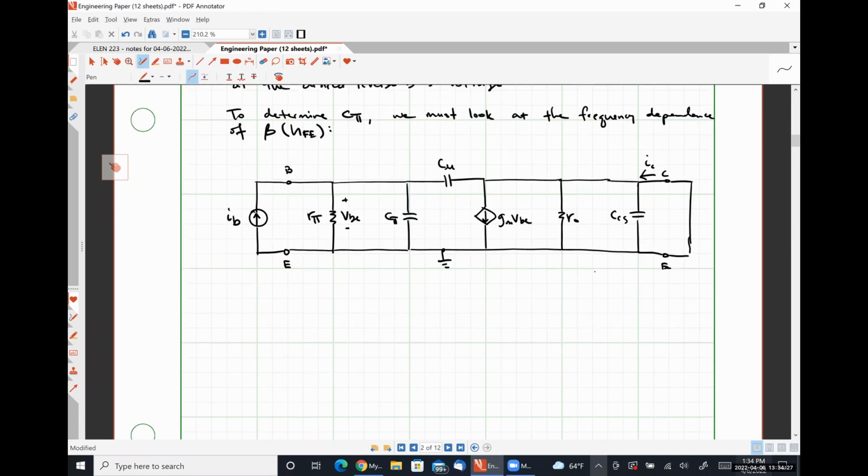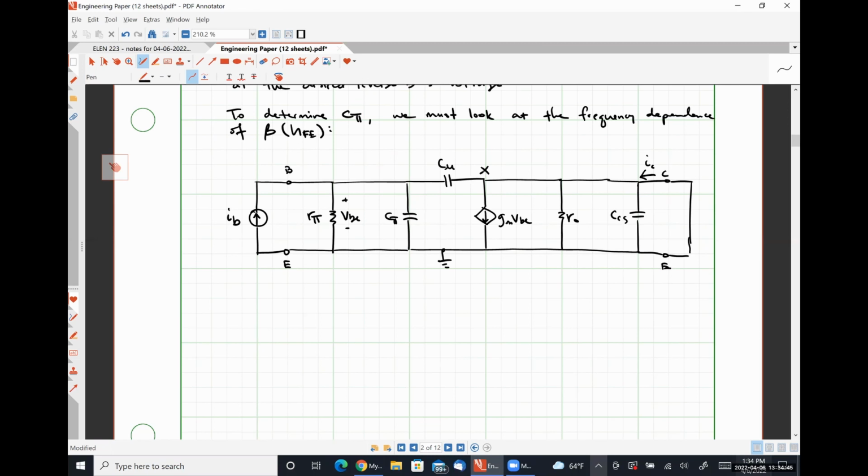All right, so I'm going to call this node X. What time does this class end? All right, we're going to do MOSFETs Friday then, because we don't have enough time to get through MOSFETs too.